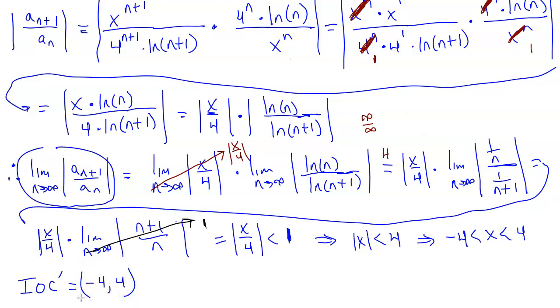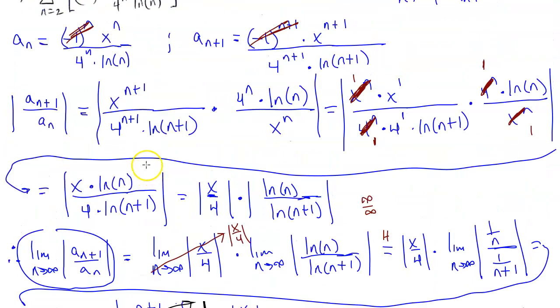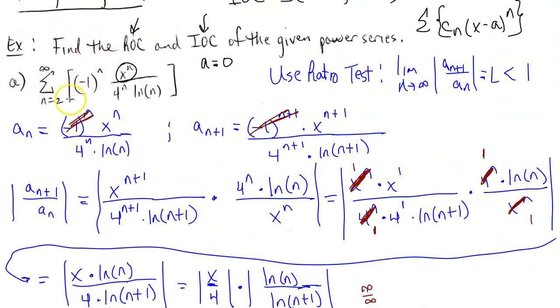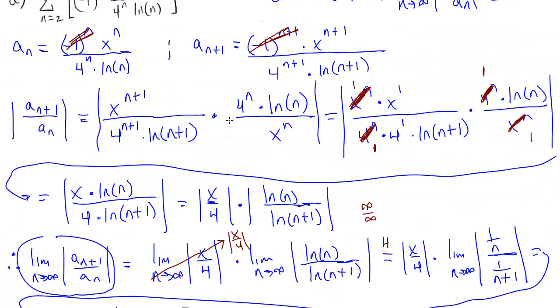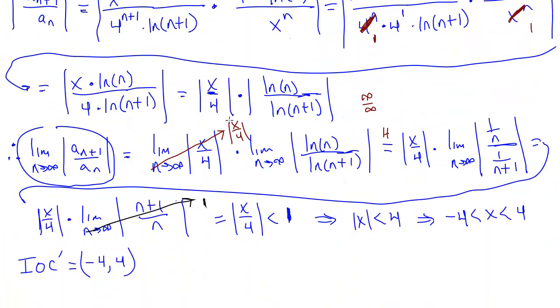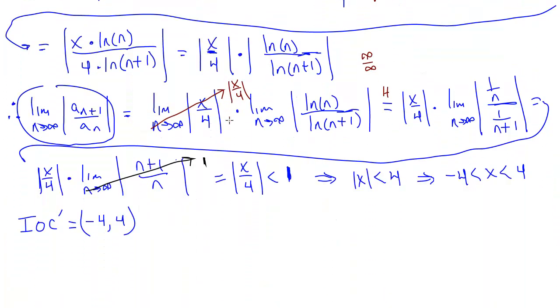Okay. So these are the x values that we can plug into our original power series here, and we know that they're going to converge. Now, what we have yet to see here is what happens when x is -4 and when x is +4. Okay, are we going to have convergent or divergent series pop out as a result of that? So that is what we need to check on next here.